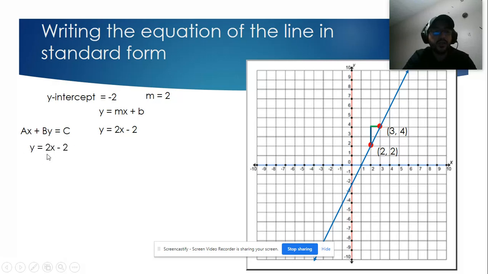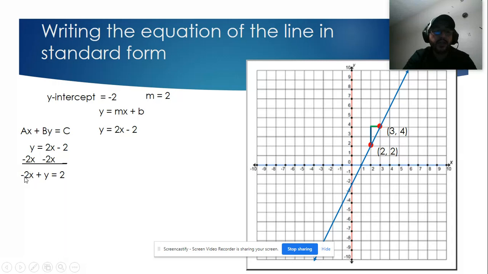We have this equation. How can I move the 2x to the left side? Well, using inverse operations. So subtract 2x on both sides, and then I'm going to have -2x plus y equals -2. But there is a rule that says that a, the coefficient of x in standard form, must be a positive whole number. So how can I change -2 into a positive?